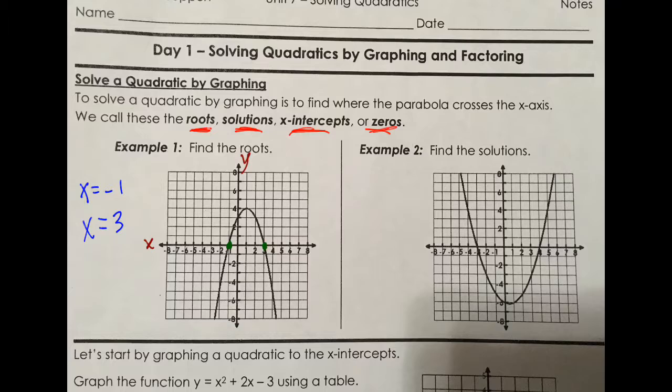Let's go on to example 2. Again, your x-axis is there, your y-axis is there. We're looking for where the quadratic crosses the x-axis. Remember, this is the x-axis. Right here, you see it's going through -3 and 4. Let's mark that. Let's go blue this time. And you have two solutions. x is equal to -3. x is equal to 4.